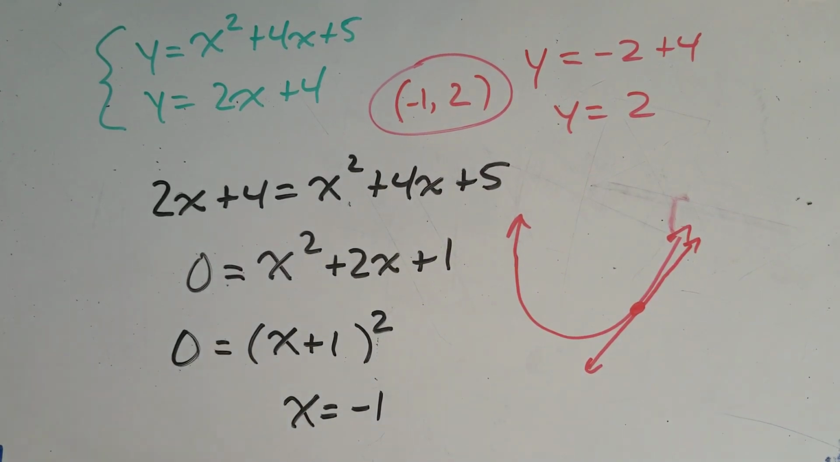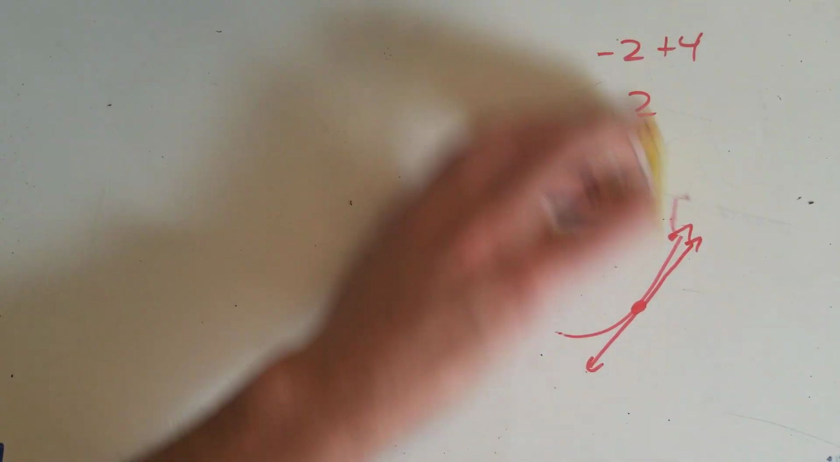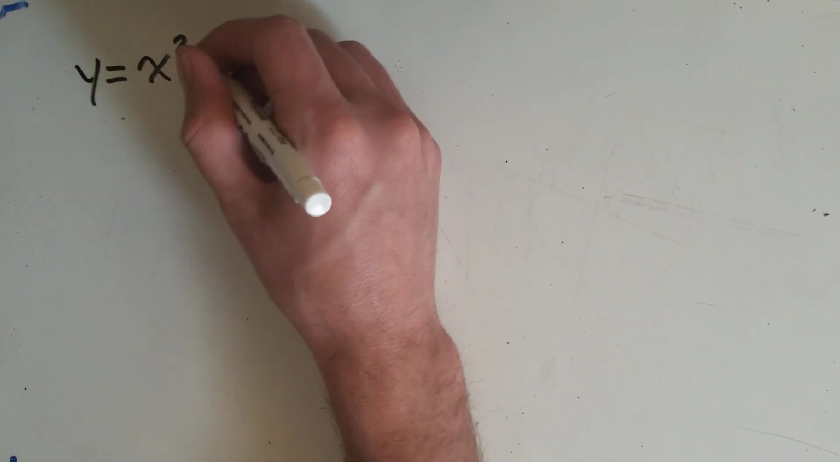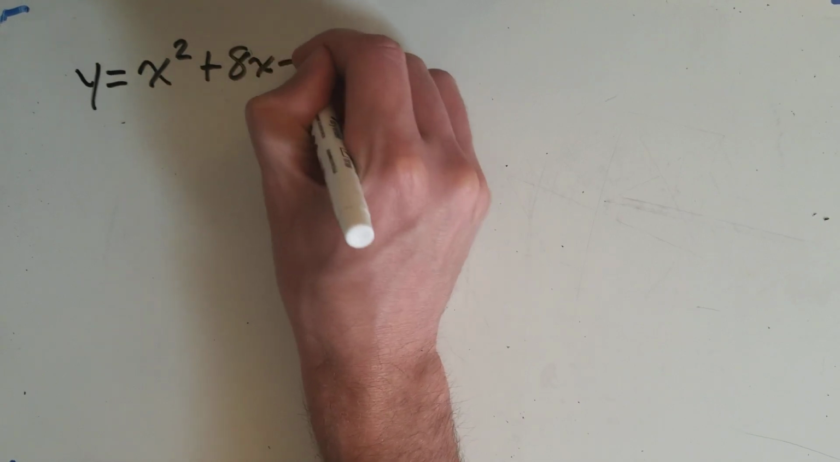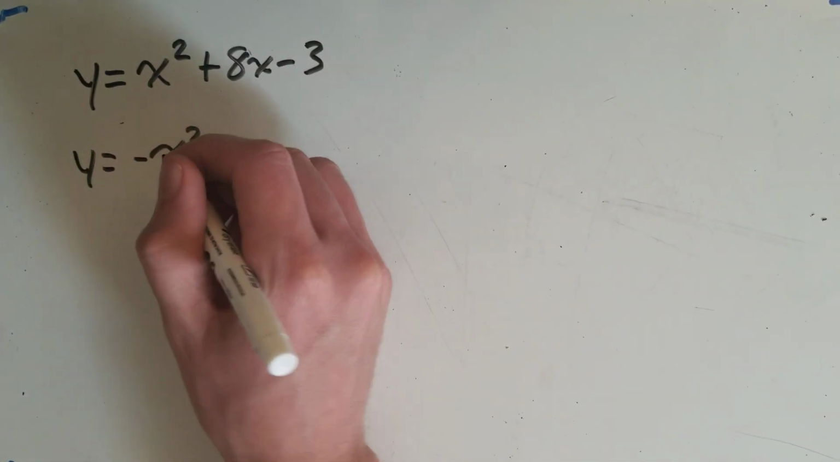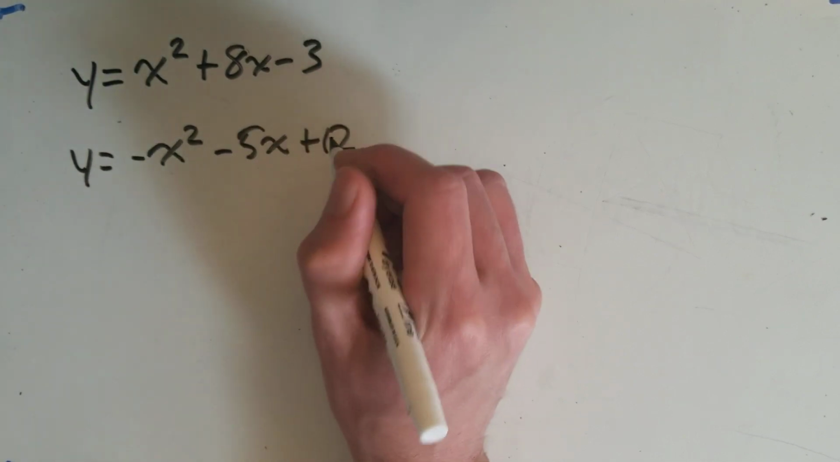Alright, let's do one with a couple of quadratics to see how we could solve them, how we can deal with these nonlinears. So our last one of the day, we have y equals x squared plus 8x minus 3, and y equals -x squared minus 5x plus 12.